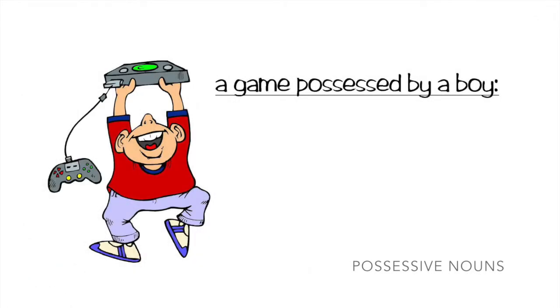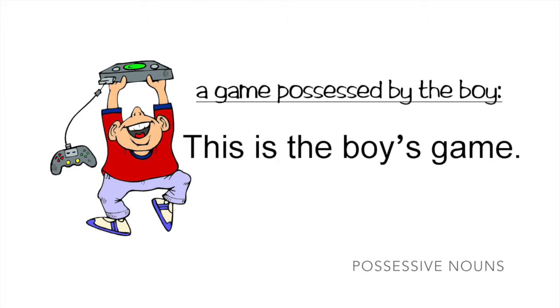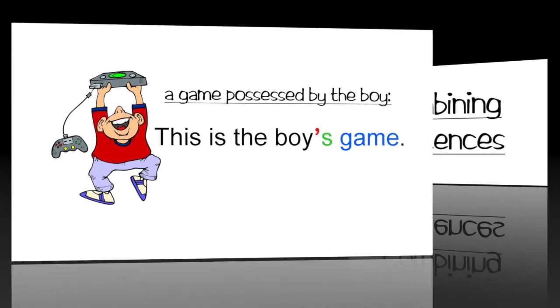Here's another example. A game possessed by a boy. Let's try this one in a written sentence though. This is the boy's game, where the boy is owning the game. So we write the word boy followed by an apostrophe, then an S with the word game written at the end. The boy's game, where the word boy's with an apostrophe is the possessive noun.